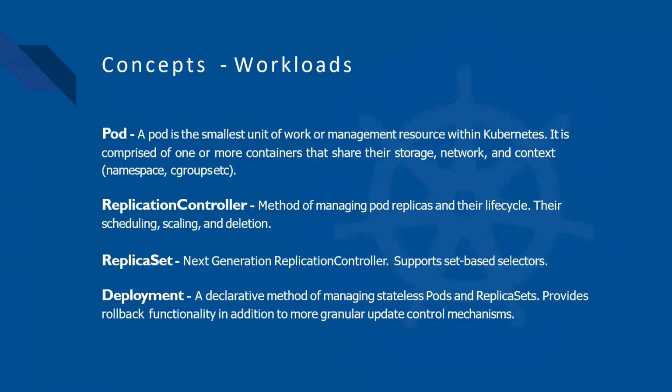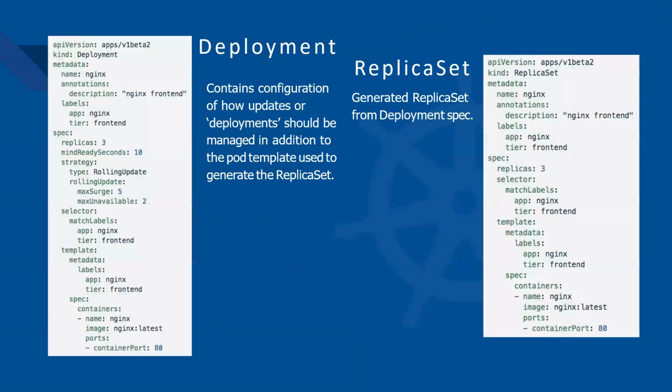Container workloads, pods. You know, the pod is the smallest unit to work with in Kubernetes. It comprises one container with storage, network constructs, namespaces and cgroups. Replication controller manages pods, replicas and their life cycle, including scheduling, scaling and deletion. ReplicaSets are the next generation of replication controller and support a set of selectors. Deployment provides rollback functionality in addition to the granular controller approach.